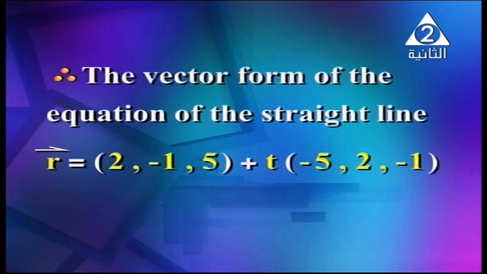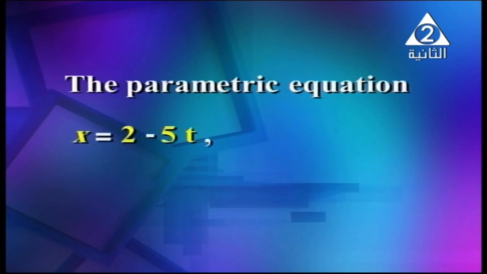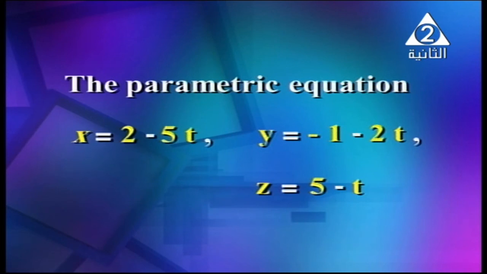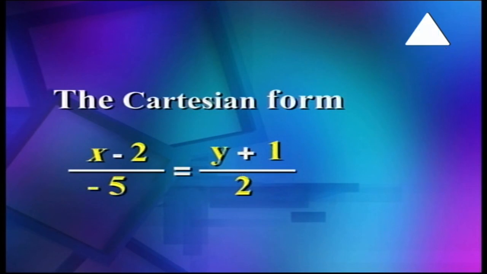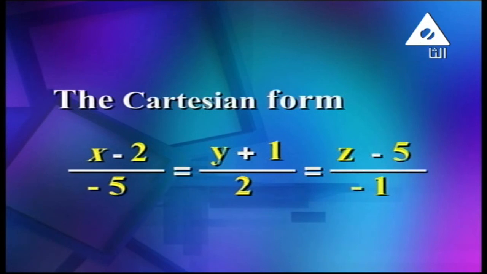But my dear students, the requirement is different forms. We need the parametric form and the Cartesian form. Therefore, the parametric equations are x equals 2 minus 5t, y equals negative 1 plus 2t, z equals 5 minus t. This is called the parametric equation. But what is the Cartesian form? My dear student, the Cartesian form is x minus 2 over negative 5 equals y plus 1 over 2 equals z minus 5 over negative 1. My dear student, this is called the Cartesian form.